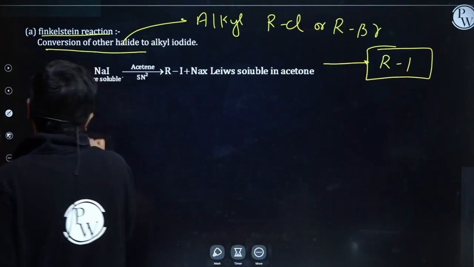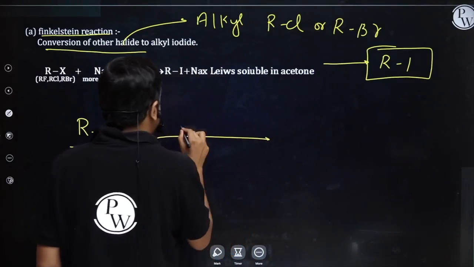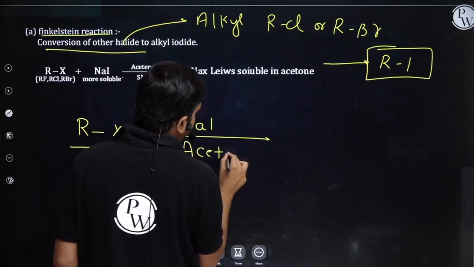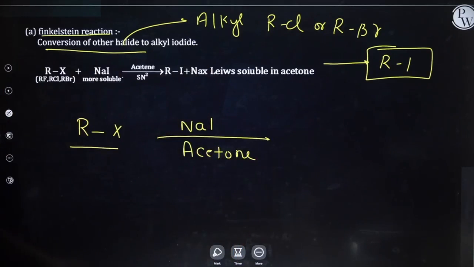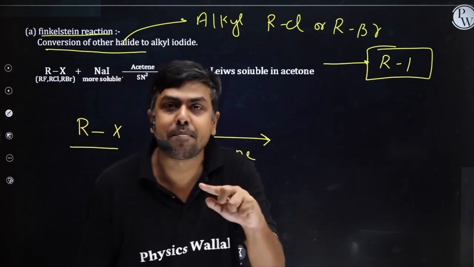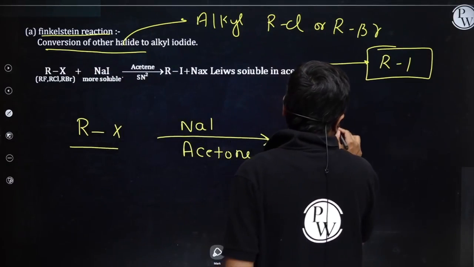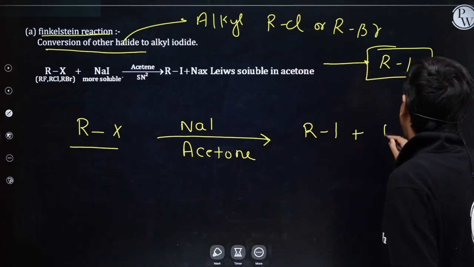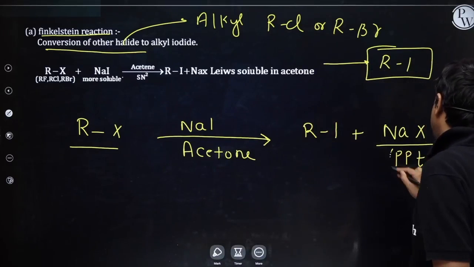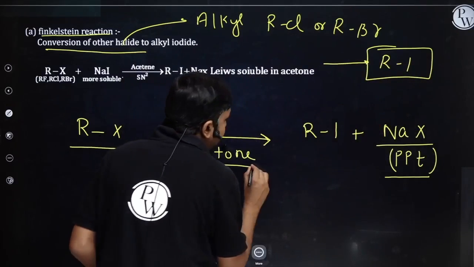What happens here? I'm having any alkyl halide RX. This RX is treated with NaI in the presence of polar aprotic solvent acetone. Student, here we observe halogen exchange reaction. This NaI is a source of I minus, and it will do substitution reaction, and I will have the formation of alkyl iodide plus I will have the precipitation of NaX, precipitate. Am I clear? This NaX is not soluble in the solvent acetone.